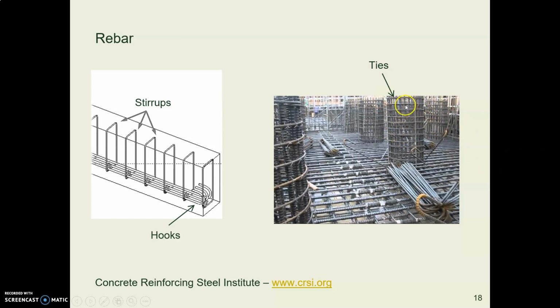In columns, those vertical bars will be wrapped with these circular rebars wrapped in circles, basically. Those are called ties. And in a beam, you'll see rebars that go up and down in a box shape. Those are called stirrups. And then in the ends, they'll be formed with hooks. If you would like to read about the standards for rebar, here is your organization. CRSI is the Concrete Reinforcing Steel Institute, and that's where you will find all the specs and details.